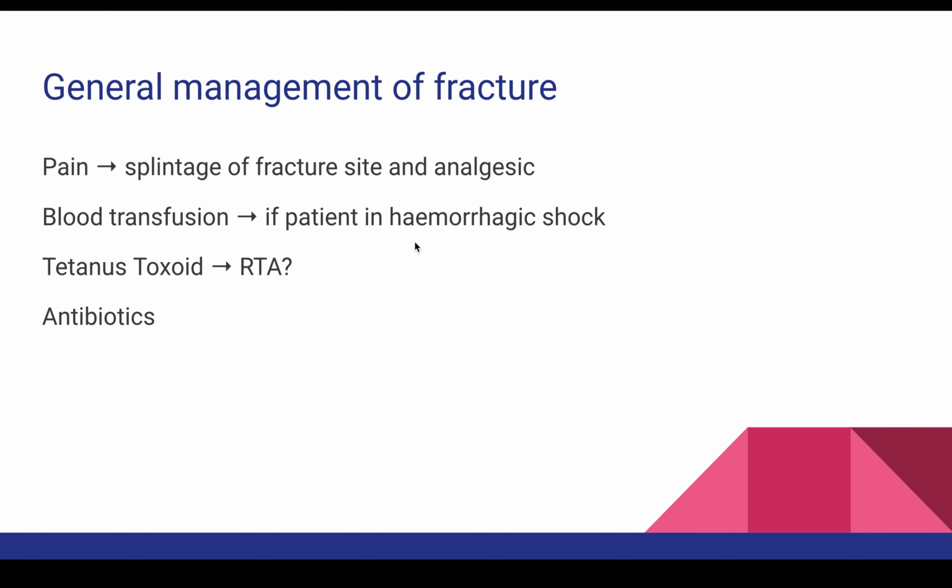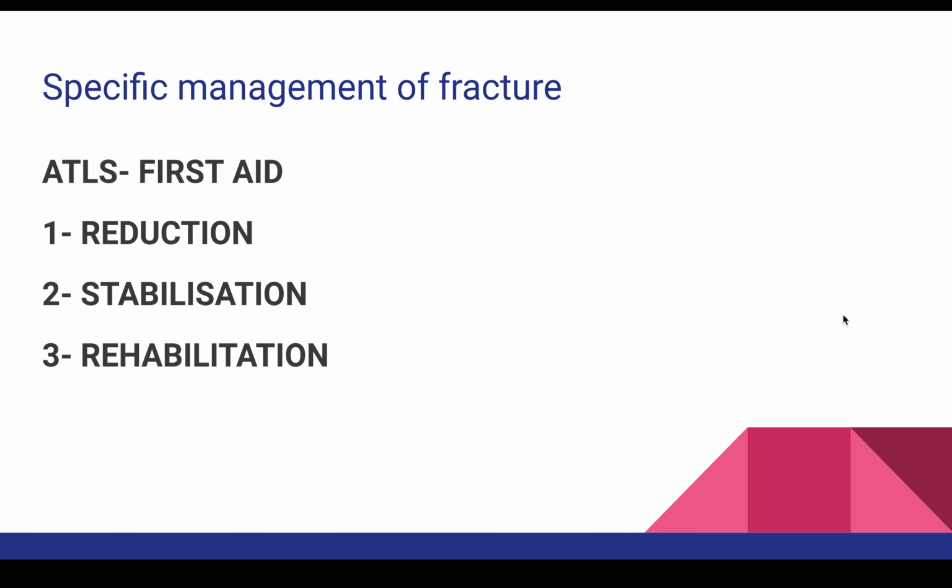General management: you want to give pain relief and splint the fracture. You want to give blood transfusion if they're in hemorrhagic shock. If there's any kind of road traffic accident, motorcycle or bike accident, you want to give a tetanus toxoid vaccine. Tetanus toxoid. And you want to give antibiotics. You want to give three types of antibiotics. One, a cephalosporin, ceftriaxone, two, metronidazole, and three, amikacin. Metronidazole is for the anaerobes. Amikacin is the aminoglycoside for the gram-negative coverage.